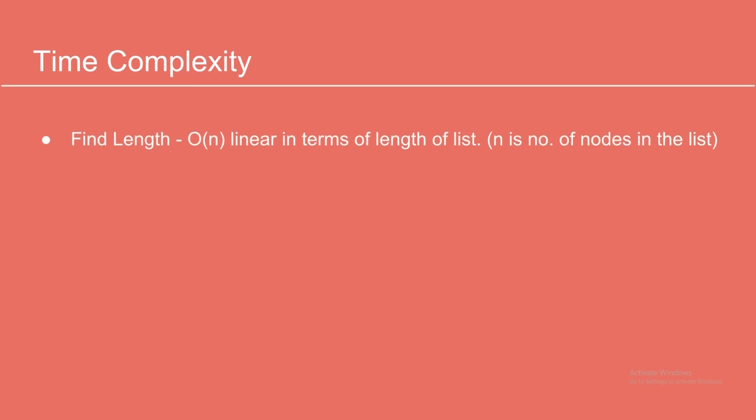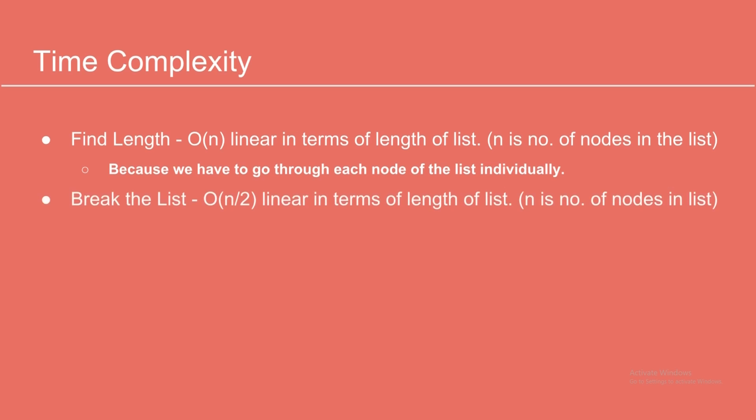Now let's go through the time complexity for this problem. The time complexity of the find_length function is linear in terms of the length of the list, where n is the number of nodes in the list. This is because we have to go through each node of the list individually and increment the length variable. The time complexity of break the list is O(n/2), which is again linear in terms of the length of the list. This is because we have to traverse half of the list to get to the middle node and then break the list.